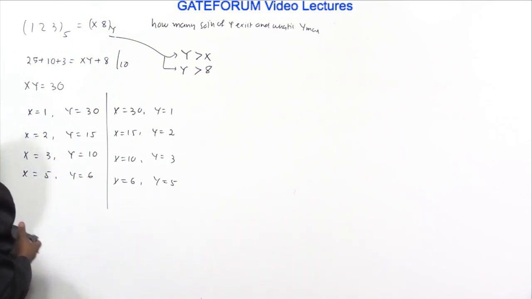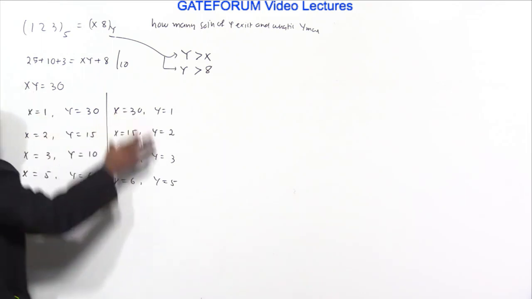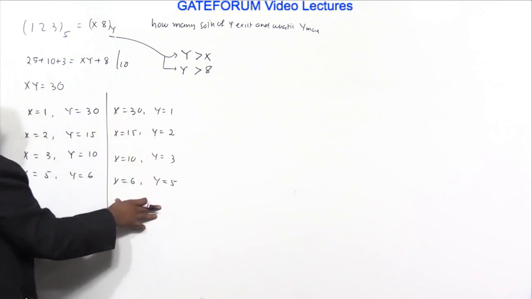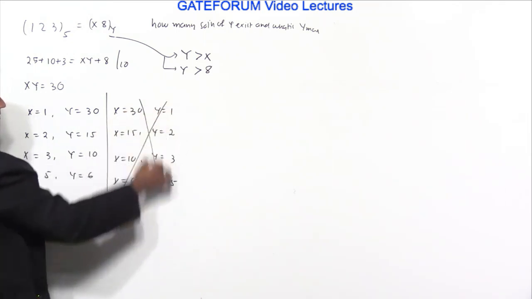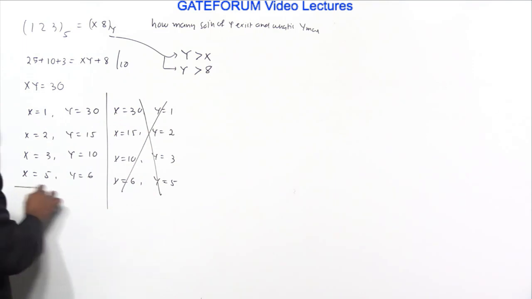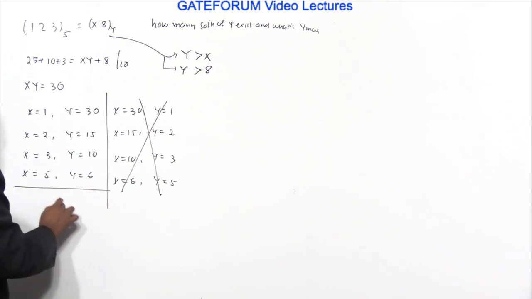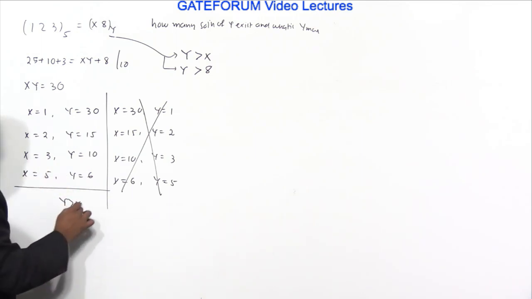So if I say y is greater than x, if you see this column, in these 4 sets, everywhere y is less than x is happening here, isn't it? So these 4 cases are invalid. So these 4 are eliminated. So in each of these cases, what is happening? You can see y is greater than x.